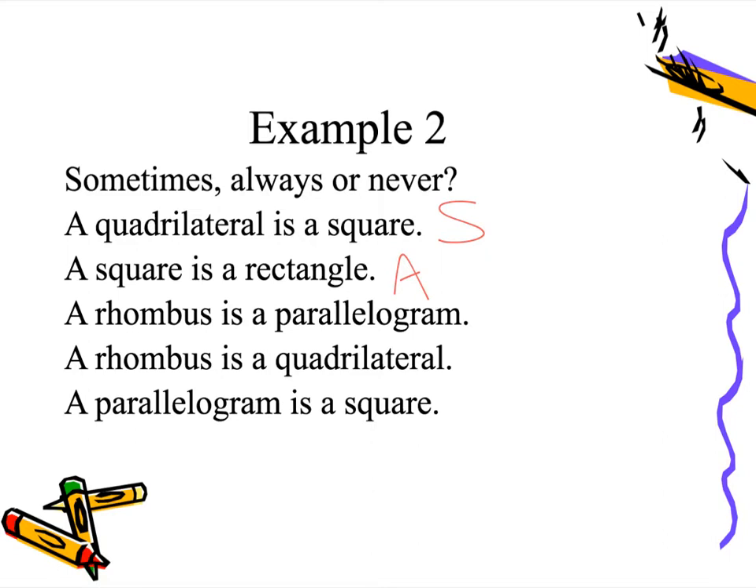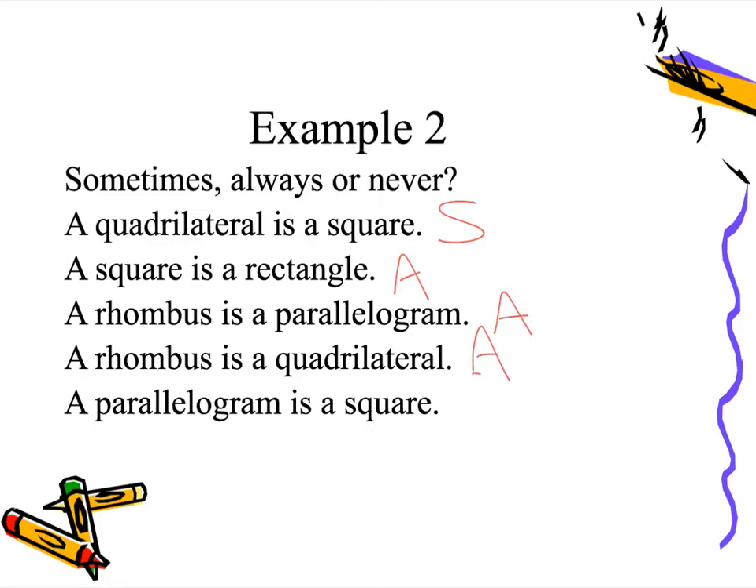Would a rectangle always be a square? No, it would sometimes be a square. Okay, so the other way would be sometimes. A rhombus is a parallelogram. Always. Does it have opposite sides parallel? Heck yeah, so it's a parallelogram. That's right. I saw that, Jake. That's good. All right, a rhombus is a quadrilateral. Always. Does a rhombus have 4 sides? Yes. That's all it takes to be a quadrilateral.